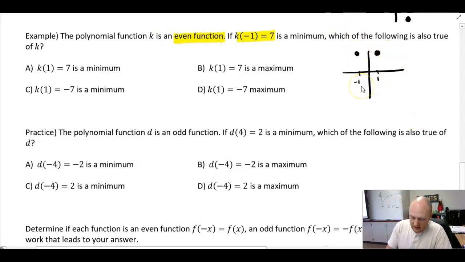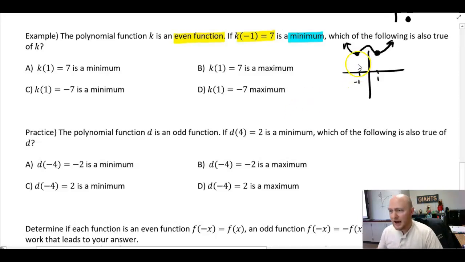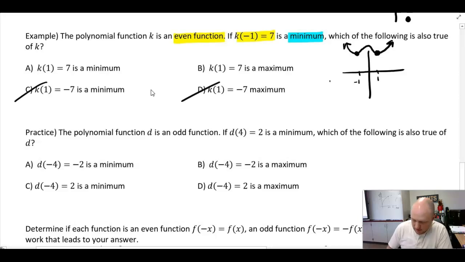Now they also say here that this is a minimum. So if I go ahead and draw just some polynomial function, let's say something like this, I have a minimum here, and then this is also going to be a minimum. Okay, so k of 1 is also 7. So C and D go out the window because it's not -7, it's not odd, it's even. And this point will also be a minimum.